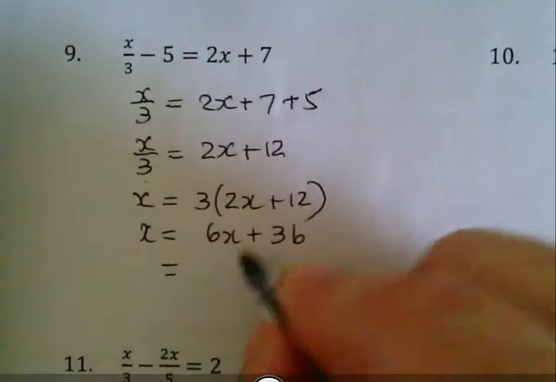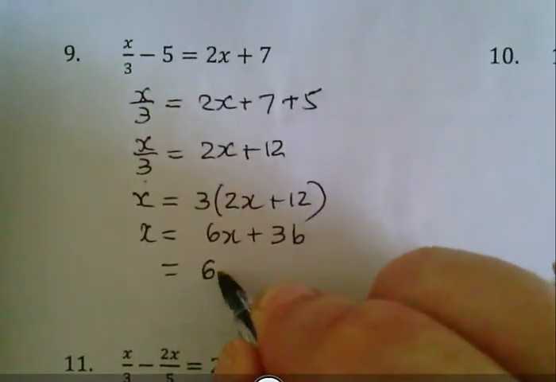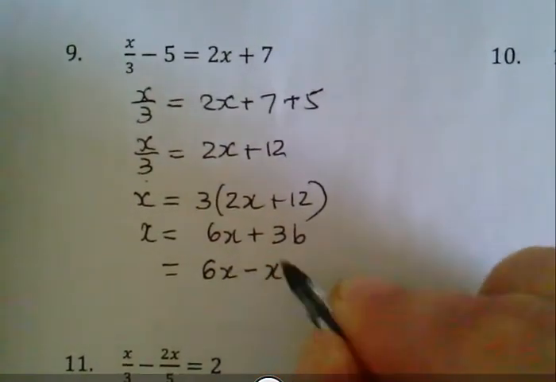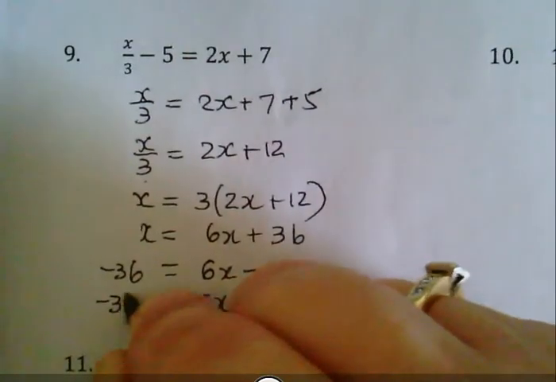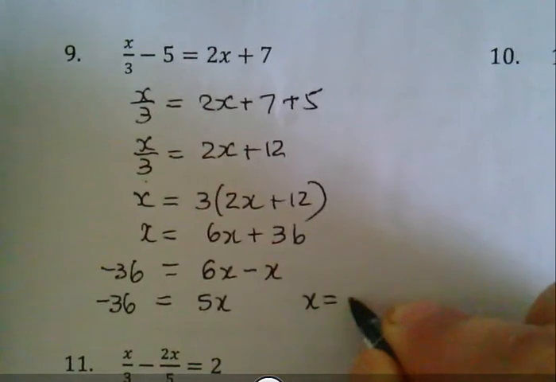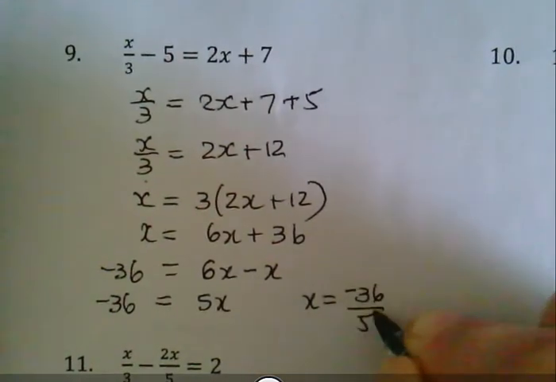I'm going to take this x to the left-hand side. So I've got 6x take away x equals negative 36. 5x equals negative 36. Therefore, x equals negative 36 over 5.